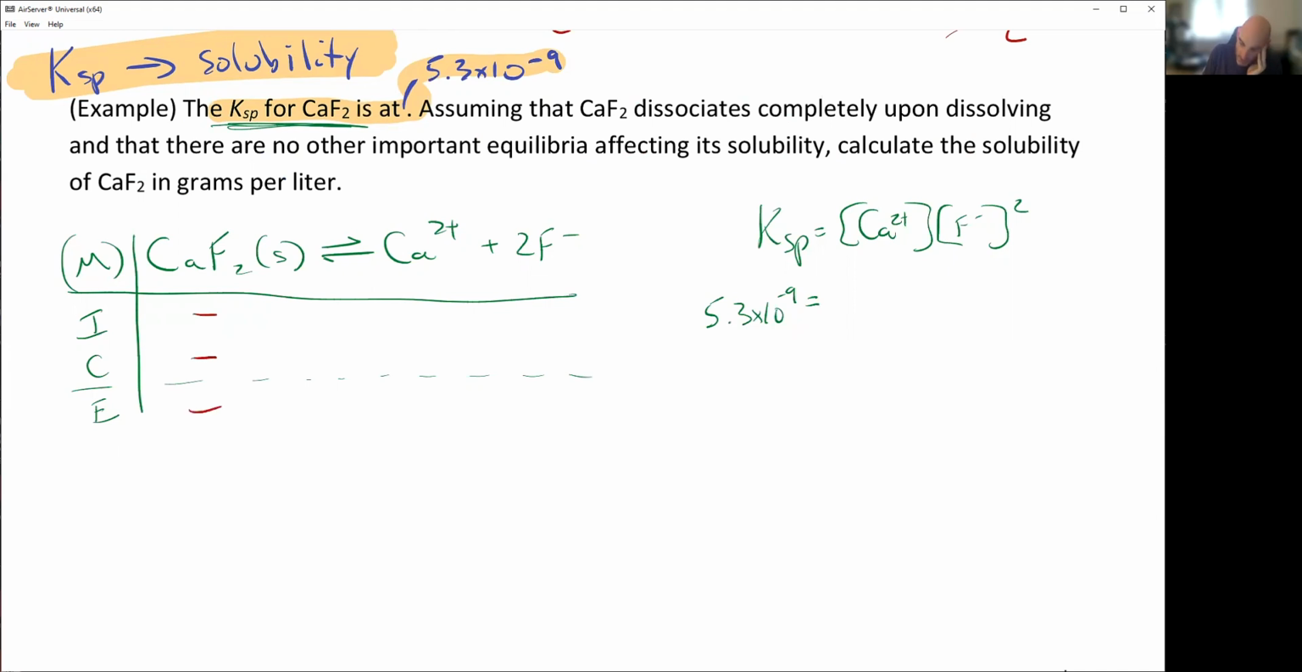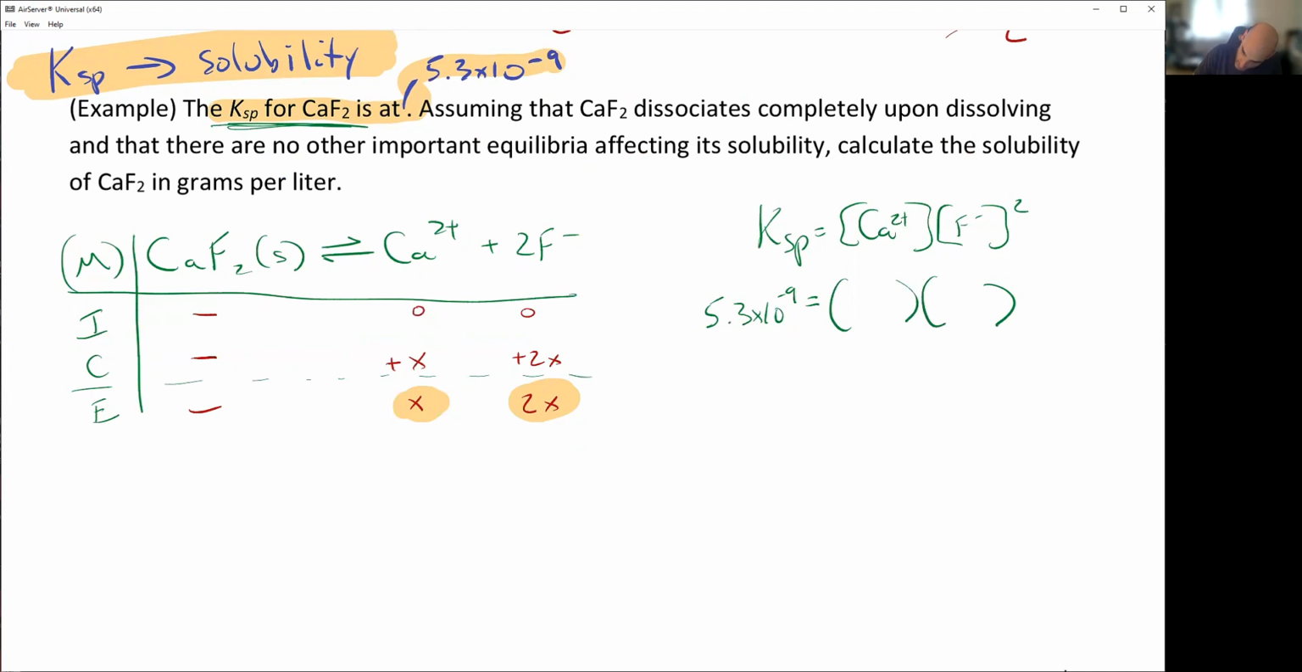So I don't care about the solid because it's not in an equilibrium expression. I know I start out with 0 calcium and 0 fluoride. I gain X amount of calcium, and I gain twice as much fluoride. So for every 1 calcium, I gain 2 fluorides. Easy enough. So that means at equilibrium, I have X amount of calcium and 2X amount of fluoride. Perfect, meaning I can just plug these guys in.